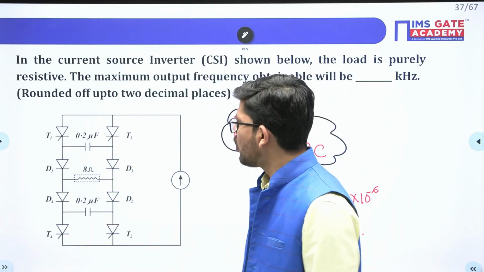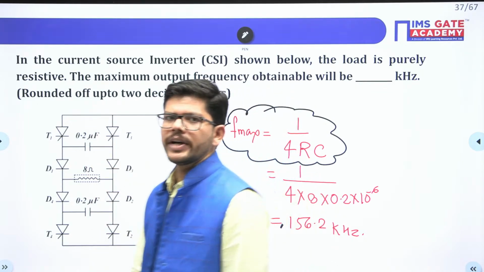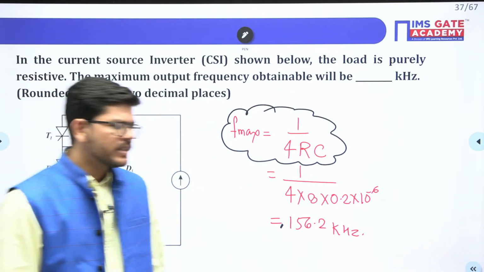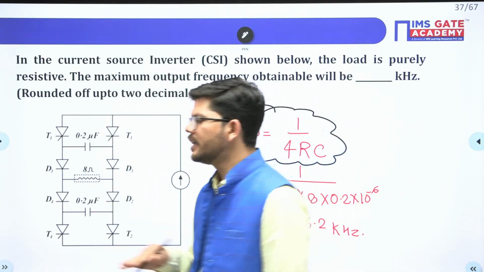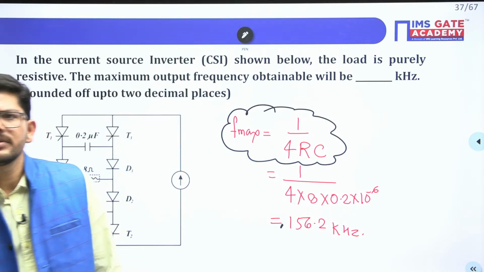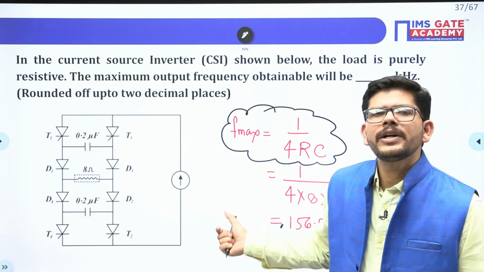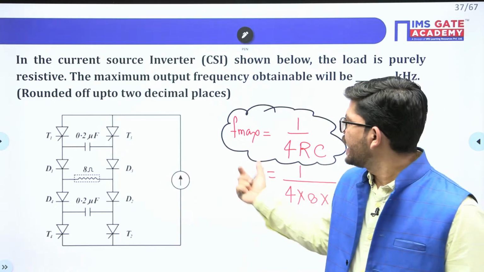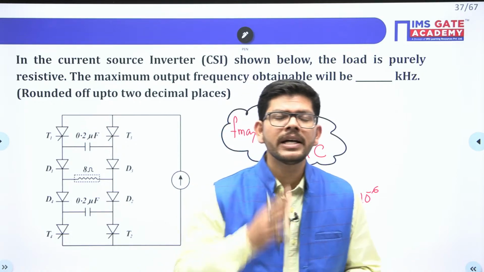Okay, and you will always see identical values of capacitor here. If the capacitors are not identical, then we have to do something else, but you will definitely not going to see that particular case in GATE exam. Only remember this particular formula of ASCII inverter to calculate the maximum frequency, and by using this formula you can calculate it very easily.